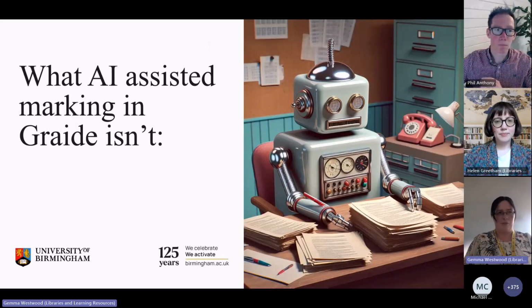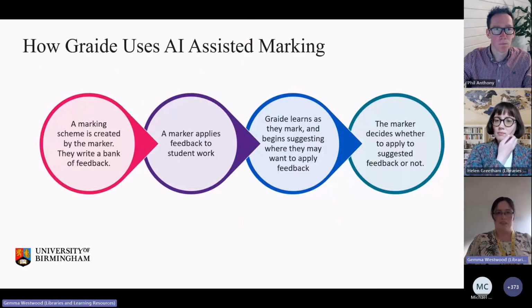So first of all, when we talk about AI-assisted marking, when professionals hear AI and marking together, we tend to have some concerns. And I think it's really important to understand that AI-assisted marking does not involve generative AI, so it does not write feedback for markers. What it is, is machine learning that is used to assist human markers in applying pre-existing mark schemes and feedback. So just to go into a little bit more detail about how Graide does this specifically.